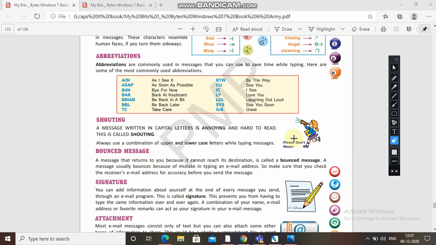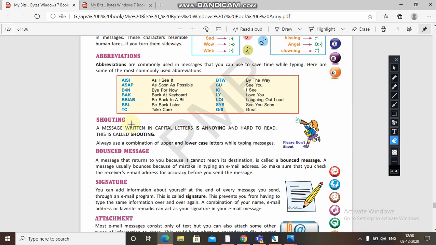Bounced message: a message that returns to you because it cannot reach its destination. It's called a bounced message, like a bounced check. A message usually bounces because of a mistake in typing an email address. So make sure that you check the receiver's email address for accuracy before you send the message. I hope this is also clear to you all.